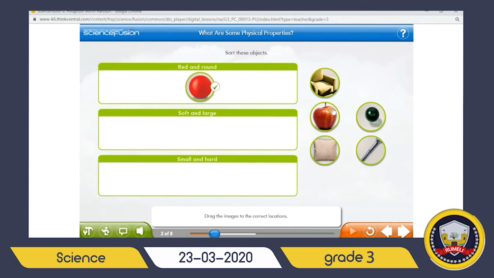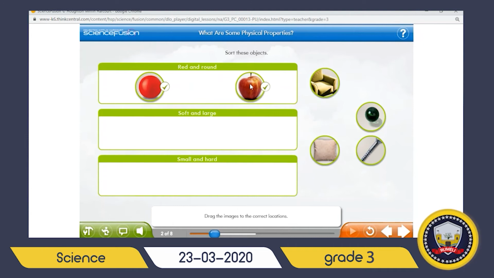What about the other one? For example, apple. This is also round. But marble is also round. So what can I do here? I need to check their colors because the first category includes color also, red and round, color and shape. So the apple is red, but the marble is not red. So the apple is appropriate for my first category, red and round.